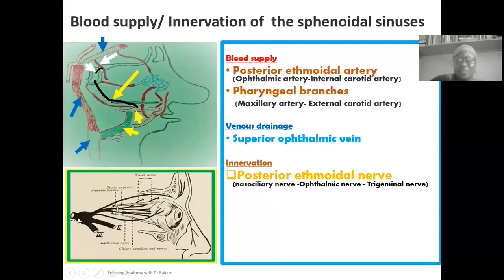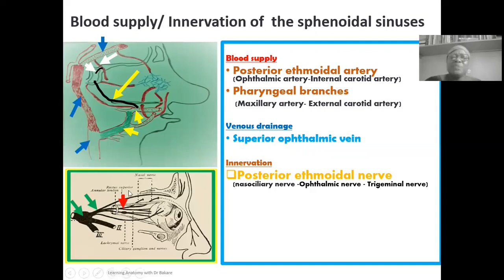So if you look at this configuration here, this is where we have the trigeminal nerve. We know that the trigeminal nerve will give off the ophthalmic, which is the first branch of the trigeminal nerve. The ophthalmic nerve will then further give a nasociliary nerve. This is a nasociliary nerve.